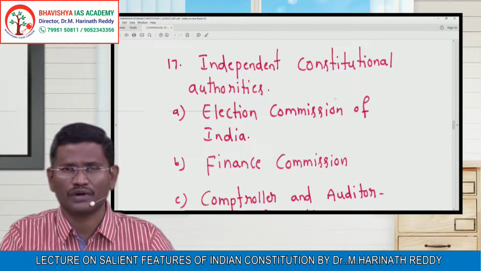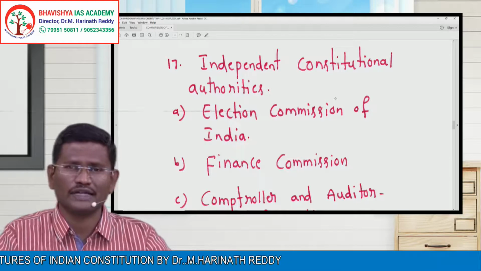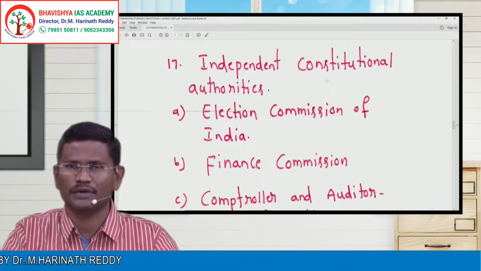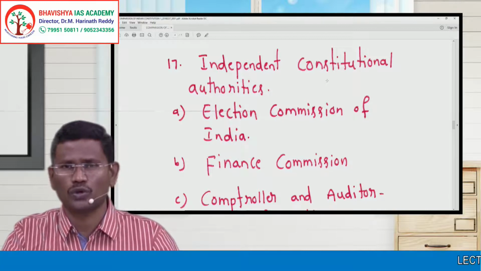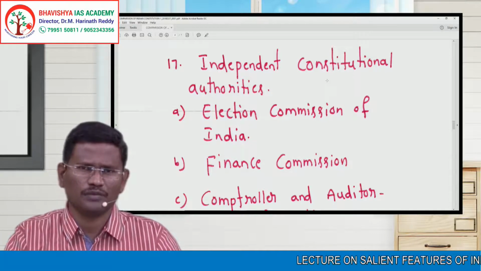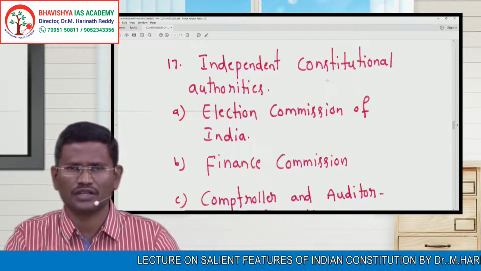But there is not enough money with the state governments. So the framers of the Indian Constitution have created vertical imbalances. States have more responsibilities, little money. So to address these vertical imbalances, they have also provided a solution. The solution is the Finance Commission of India. The Finance Commission of India acts as a balancing wheel in the center-state financial relations.